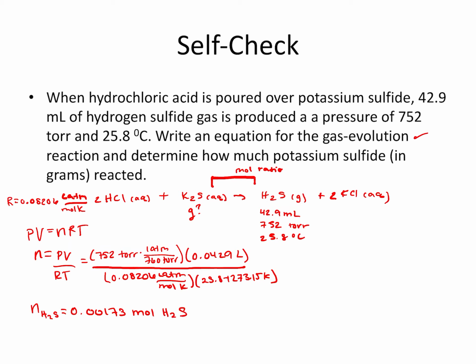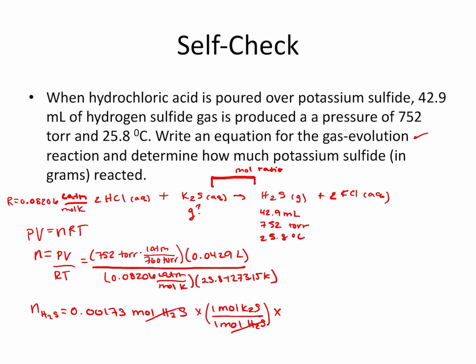Awesome. So now you have your moles and you can use your mole ratio. What is your mole ratio between potassium sulfide and hydrogen sulfide? It is a 1-to-1 ratio. I would like you to always show your work for it. And then you want mass.